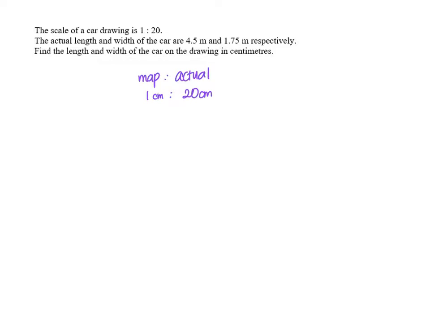The actual length and width of the car is 4.5. What is this unit? Meter. Then my actual here is what unit? So I must change from cm to meters. How do I change from cm to meter? Divide by 100. Okay, then what do we get? 20 divided by 100. 0.2 meters.